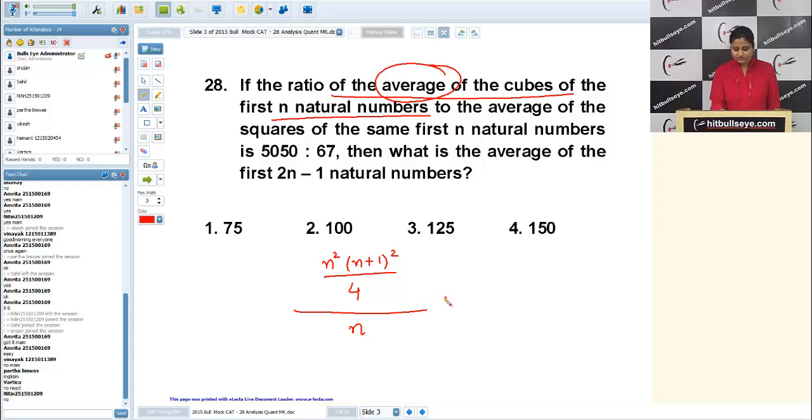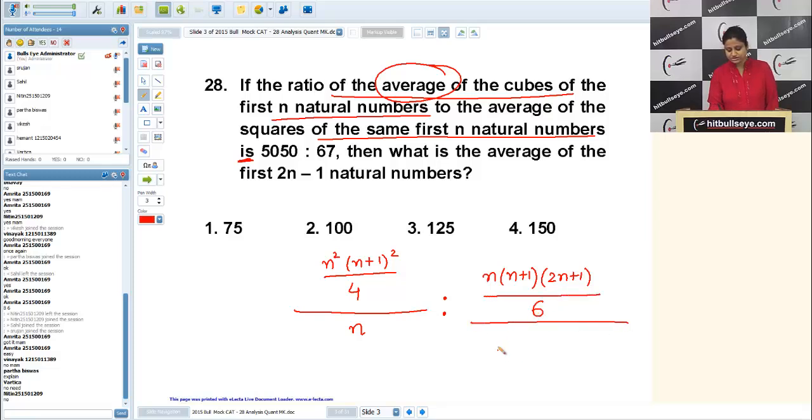Now the ratio of this to the average of the squares of the same first n natural numbers. So what is sigma n square? That is n into n plus 1 into 2n plus 1, divided by 6. Now it's an average, so we are dividing it by the number of observations. I'm using the formula for average, that is sum of observations divided by number of observations.